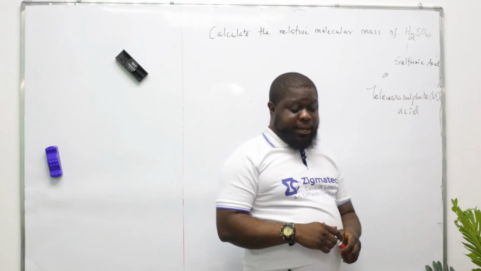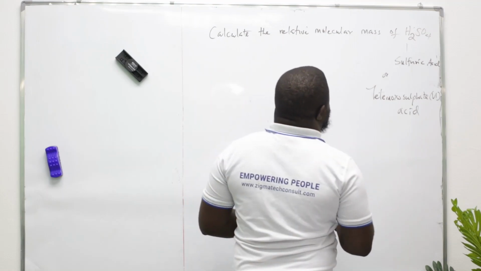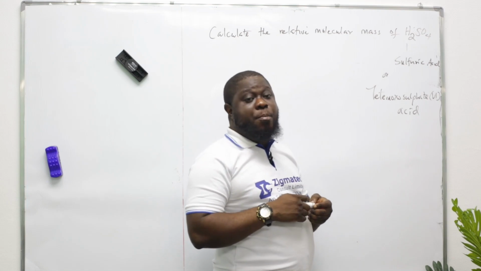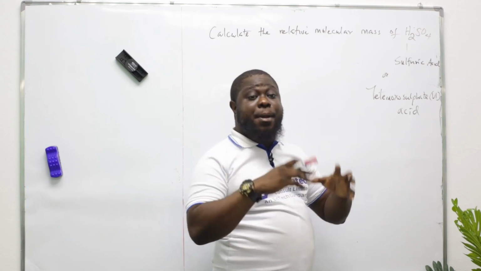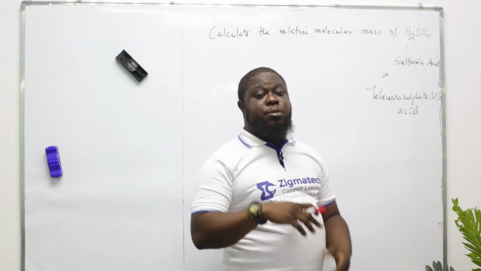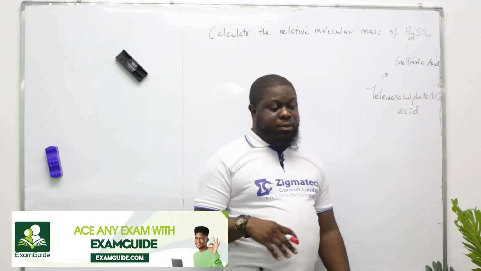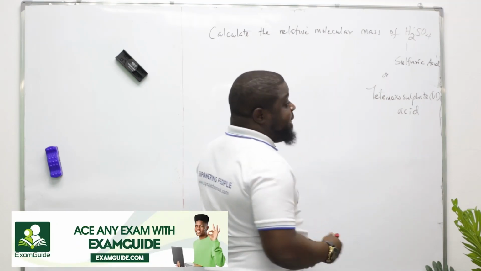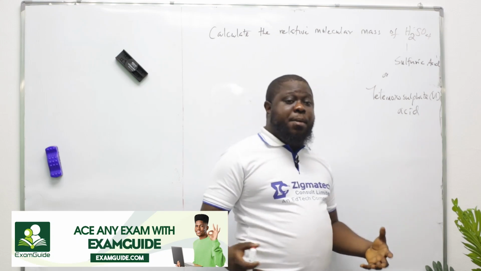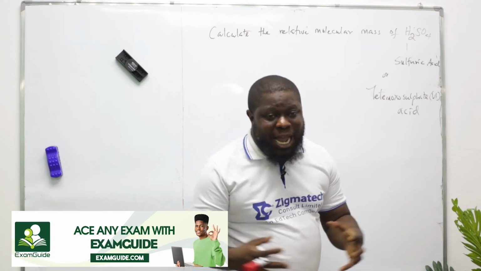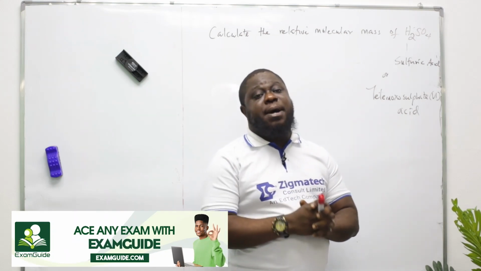Now, remember, you're working with the mass number. It says it's the relative atomic mass of all the atoms which are present in a given molecular compound. So you're working with the mass number, the sum of the relative atomic masses. In essence, you're adding together the sum of the relative atomic masses.